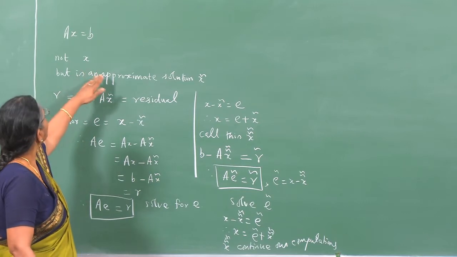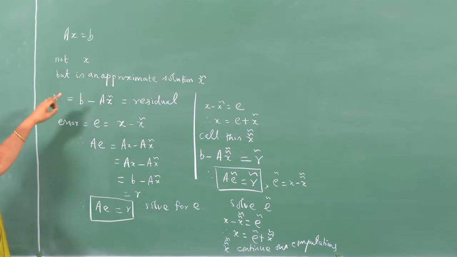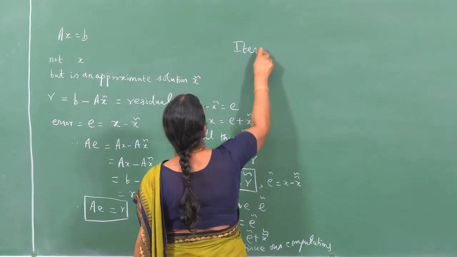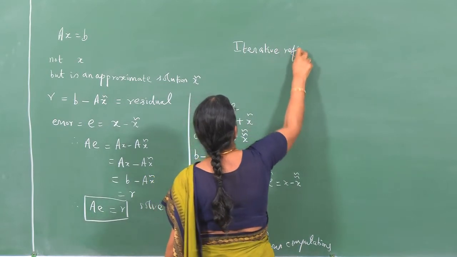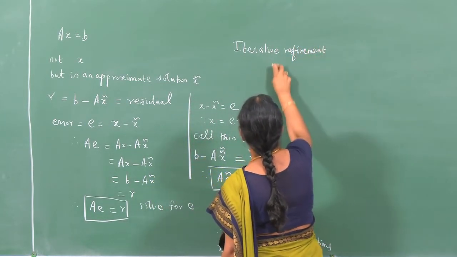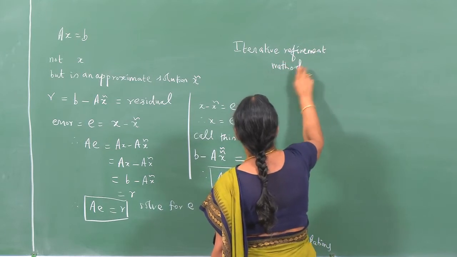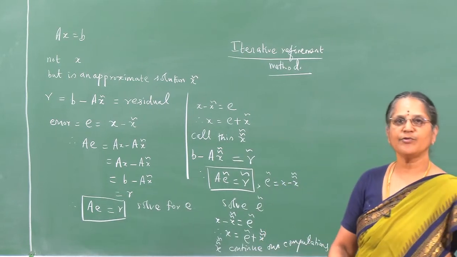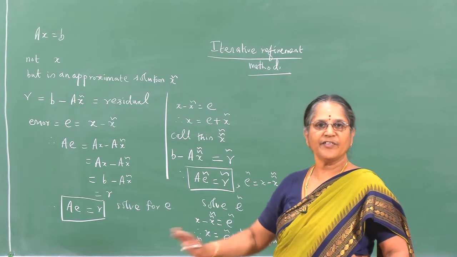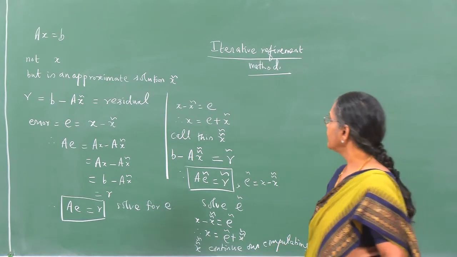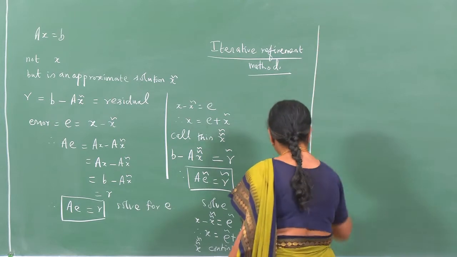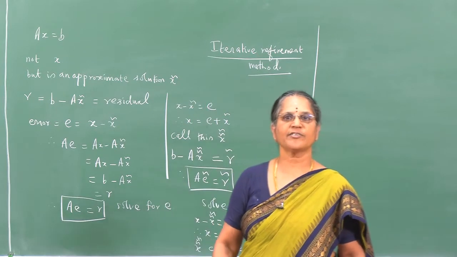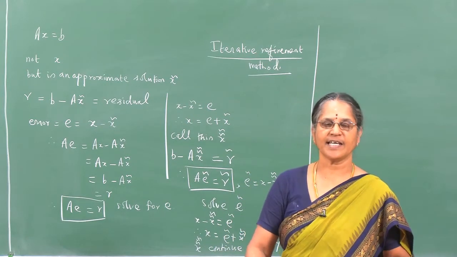So, the method described here is known as the iterative refinement method, which helps us to improve the accuracy of the approximate solution that we have obtained using any of the direct methods. So, this method helps us to obtain the solution of the given problem Ax is equal to b correct to the desired degree of accuracy.